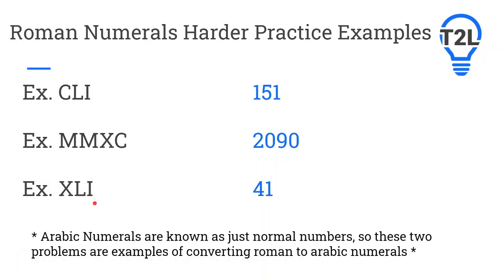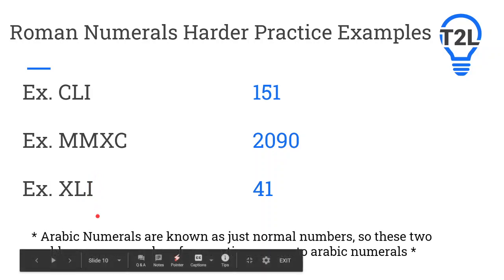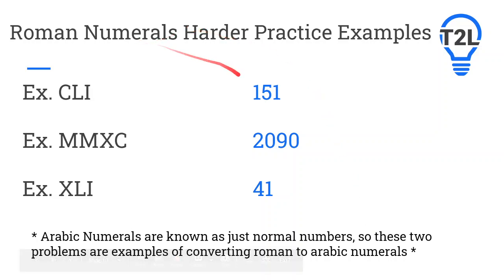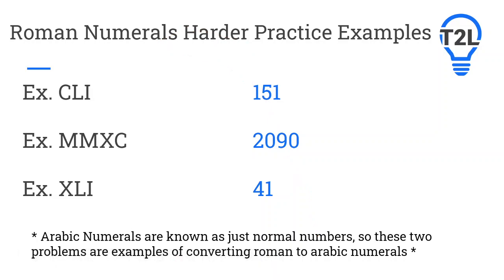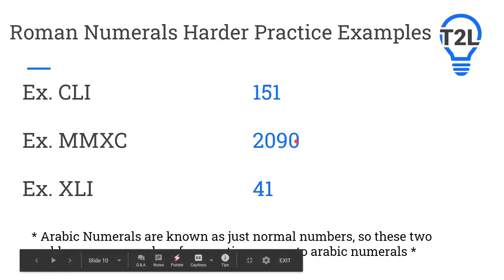And then, another thing to know is that Arabic numerals are just known as normal numbers. So the examples that we just did are examples of converting Roman numerals to Arabic numerals. Arabic numerals are just a fancier way to say the normal numbers that we normally use. So these right here.